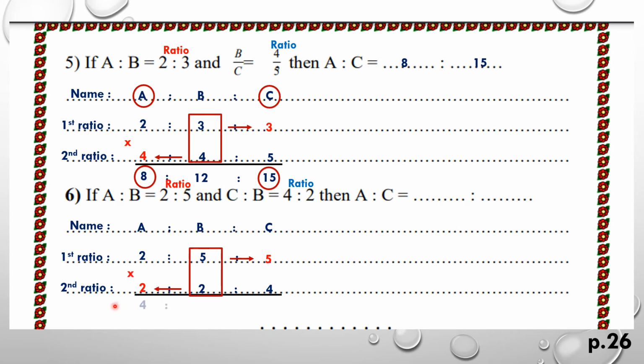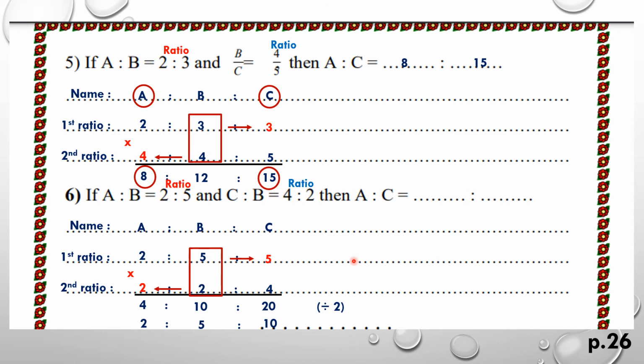Let's multiply. 2 times 2 equals 4, 5 times 2 equals 10, 5 times 4 equals 20. 4 to 10 to 20. Is this the simplest form? Of course not. We can simplify. We can divide by 2. So 4 divided by 2 will be 2, 10 divided by 2 will be 5, 20 divided by 2 will be 10.